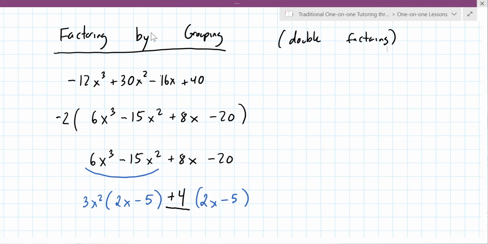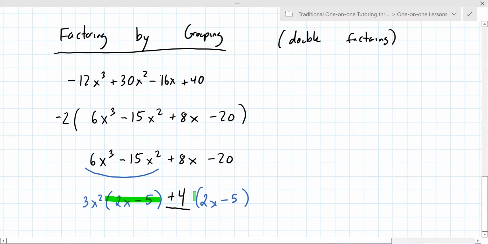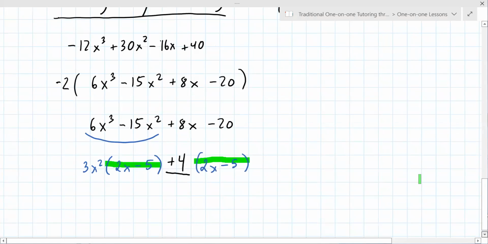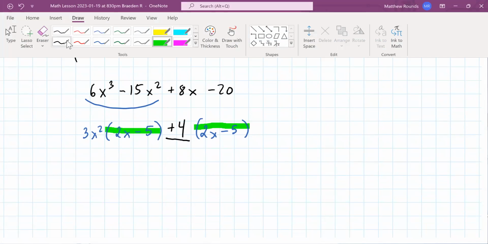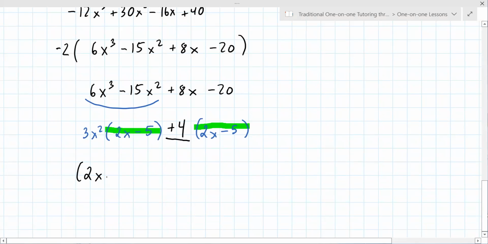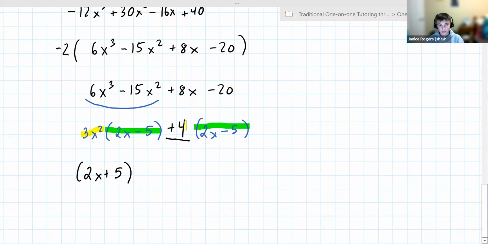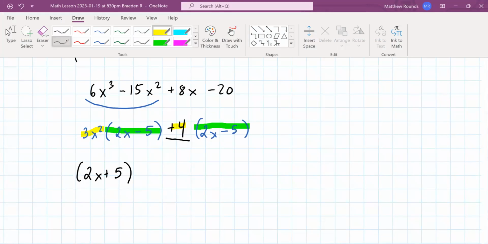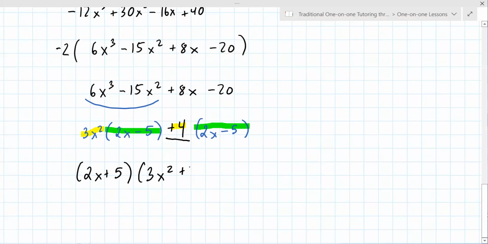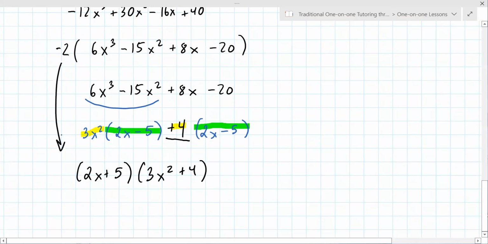Notice that each term down here at the bottom has a 2x plus 5 in it, which means we can factor out the 2x plus 5 from both. What's left over when I factor out a 2x plus 5? 3x squared plus 4. Yep. And those go in the other set of parentheses here. Maybe you're already way ahead of me, just giving you the full explanation. Don't forget to bring the -2 down. But that is it. That is a factor by grouping problem.